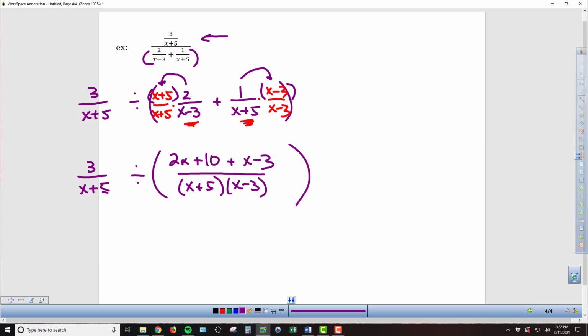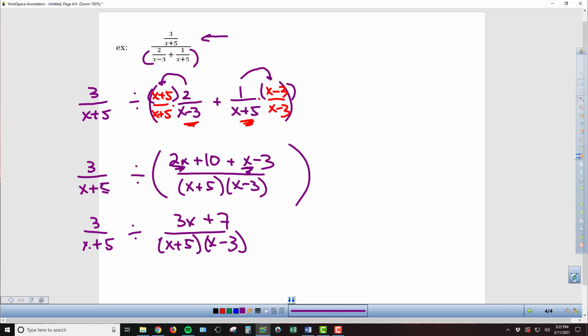So one more step before we change this to a multiplication question. We'll go ahead and gather the like terms up top. So the bottom is still x plus 5 times x minus 3. And so then up top, we've got 2x plus x gives us 3x, and then 10 minus 3 gives us plus 7.